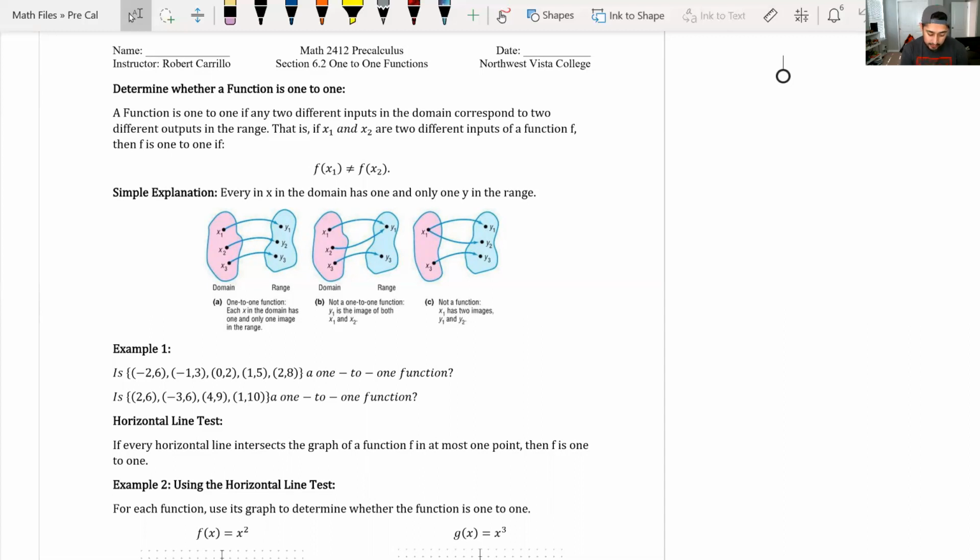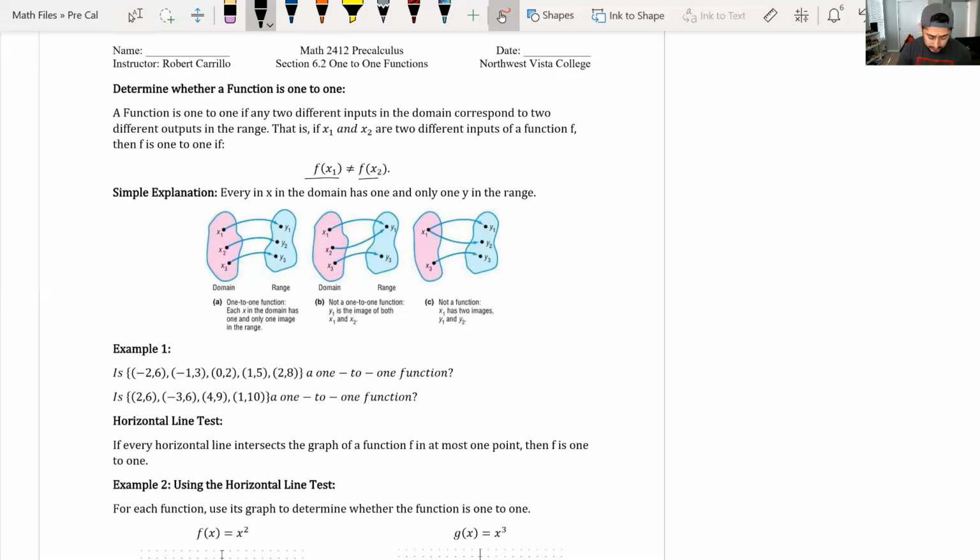Okay, so determine whether a function is one-to-one. A function is one-to-one if any two different inputs in the domain correspond to two different outputs in the range. That is, if x1 and x2 are two different inputs of a function, then f is one-to-one if the y value of x1 does not equal the y value of x2. That's what it means to be one-to-one. To be one-to-one, simply put, every x has one y and only one y in the range.